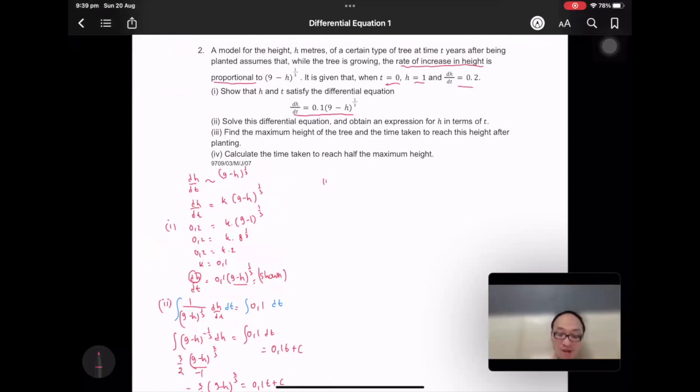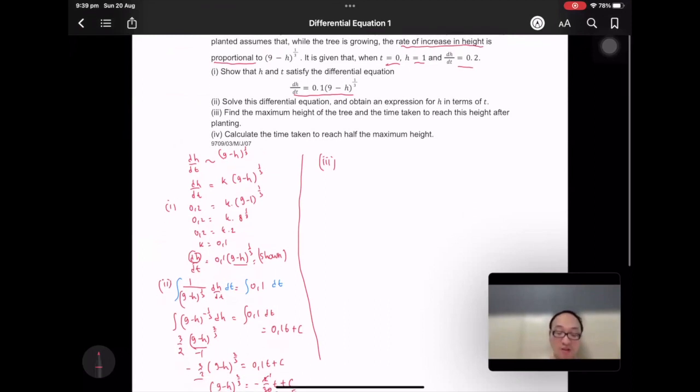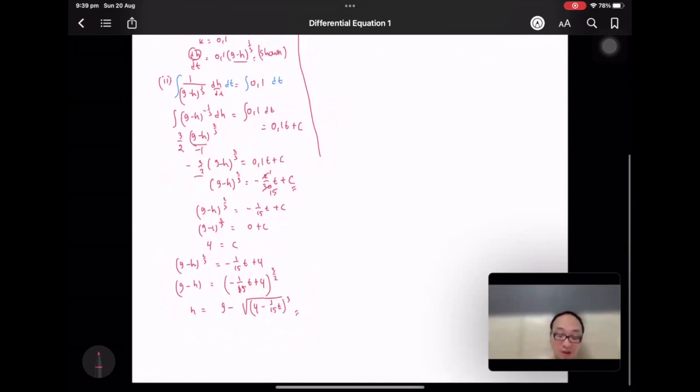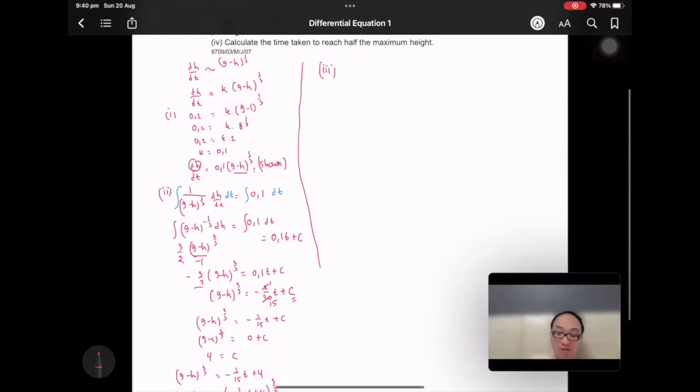And then the third one: find the maximum height of the tree and the time taken to reach this height after planting. If we see from the equation, this value will be minimized when t goes to infinity. So that means this value will become 0. So the maximum height will be equal to 9.